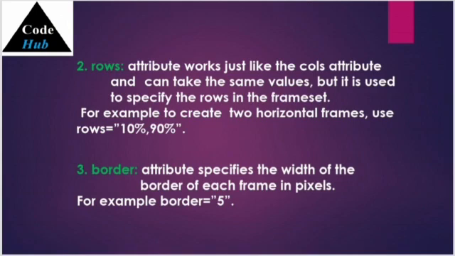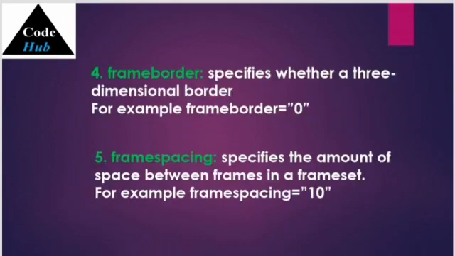Next is border. This attribute specifies the width of the border of each frame in pixels. For example, border equals 5. A value of 0 specifies that no border should be there. Frameborder specifies whether a three-dimensional border should be displayed between the frames. The attribute takes the value either 1 (yes) or 0 (no). For example, frameborder equals 0 specifies no border.